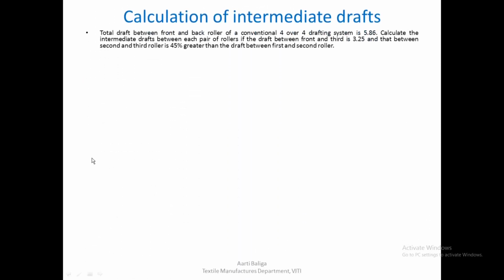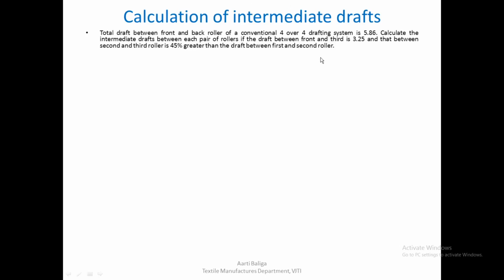So coming to the next type of problem, where we need to calculate the intermediate drafts. Let us see that type of problem. The total draft between front and back roller of a conventional 4/4 drafting system is 5.86. Calculate the intermediate drafts between each pair of rollers, if the draft between front and third is given to be 3.25, and that between second and third roller is 45% greater than the draft between first and second.